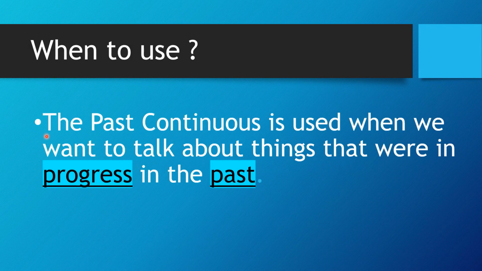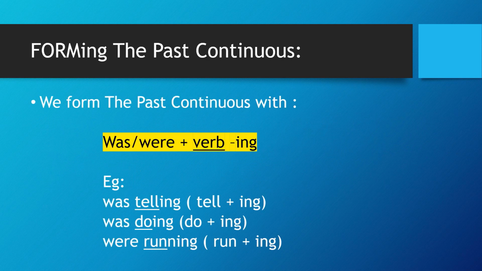Okay, when do we use the past continuous tense? The past continuous tense is used when we want to talk about things that were in progress in the past. Okay. Forming the past continuous. Okay, how do we form the past continuous? We form the past continuous with was or were plus verb and ing.